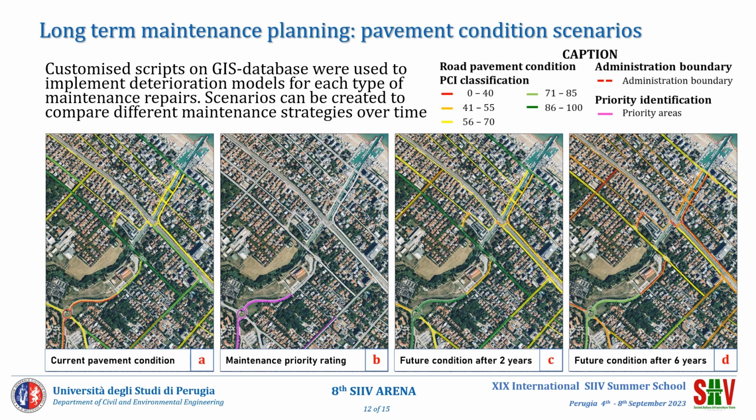In this slide, an example of long-term maintenance planning is shown, in which the pavement condition of the road network, including repairs, is implemented using a time sequence of thematic maps. At first, in picture A, the pavement condition rating was displayed, and then in picture B, the priority index was calculated considering the road inventory information. Then, as shown in pictures C and D, the future pavement conditions were calculated using customized scripts on the GIS database to implement the deterioration models for each type of maintenance repair.